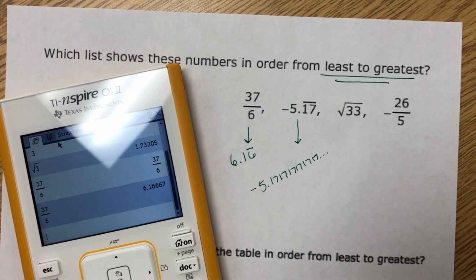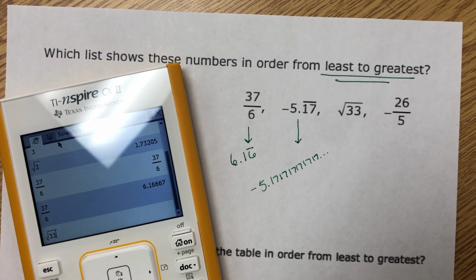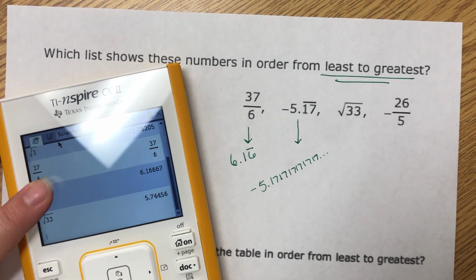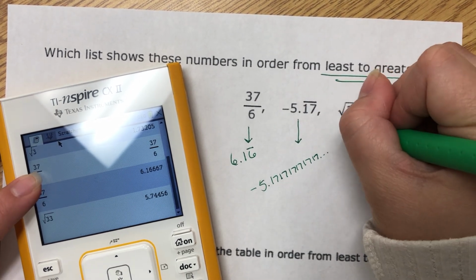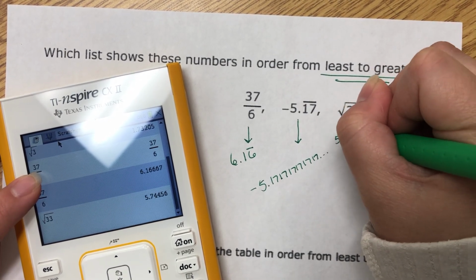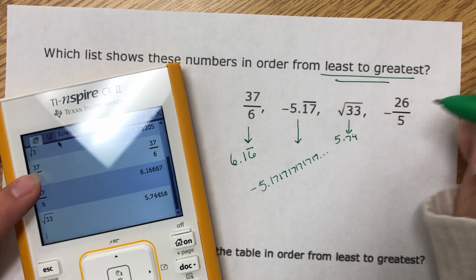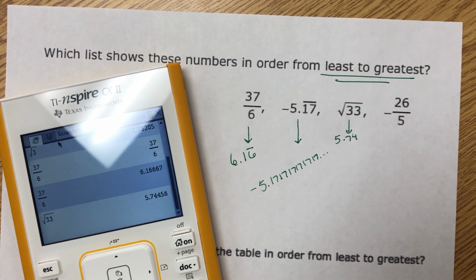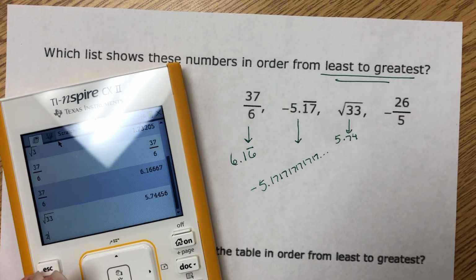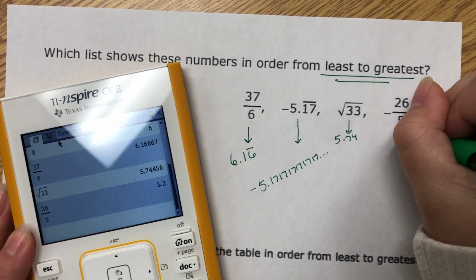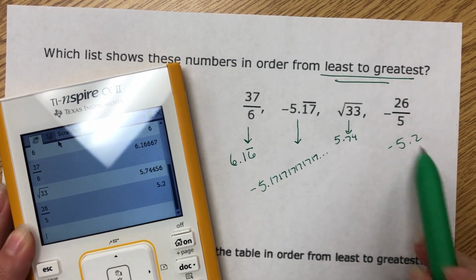This one was the square root of 33. Square root of 33 is 5.74456. So I can also round this one, 5.74. That's enough. The next one, negative 26 over 5. So 26 divided by 5 as a decimal is 5.2. But it was a negative 5.2.